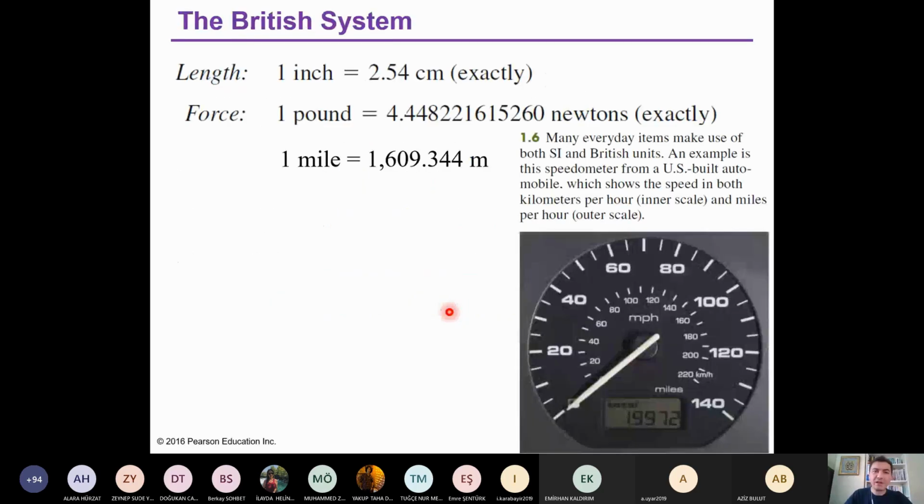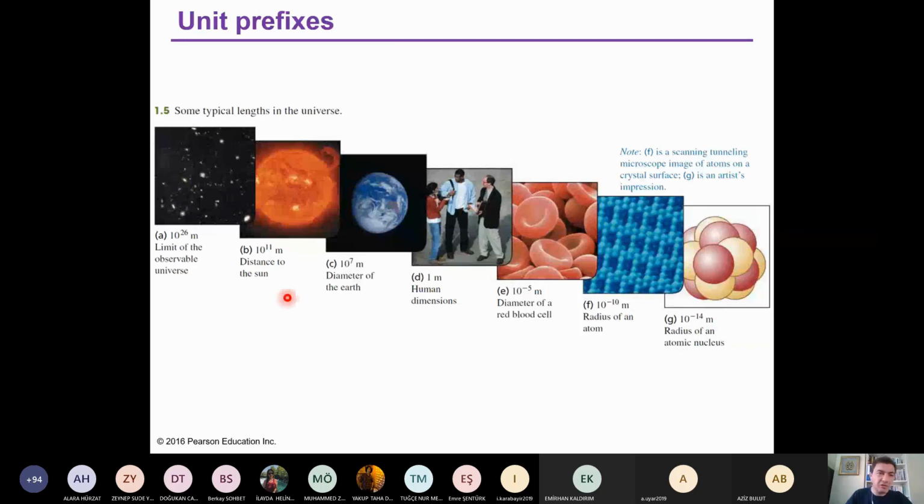Now let me give you some typical lengths in the universe. So this is the limit of the observable universe, 10 to power 26 meter. And this is the distance to the sun, 10 to power 11 meter. And this is the diameter of the Earth, 10 to 7 meter, 1 meter, 2 meters, human dimensions. And now here we have 10 to minus 5 meter or 5 microns, diameter of a red blood cell.